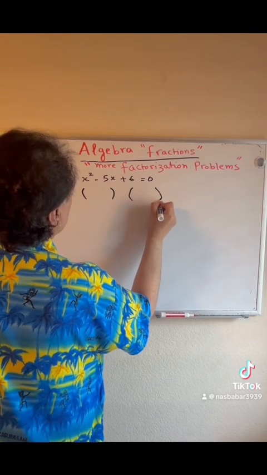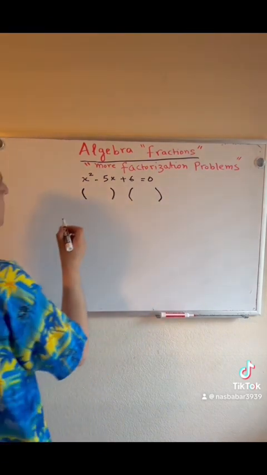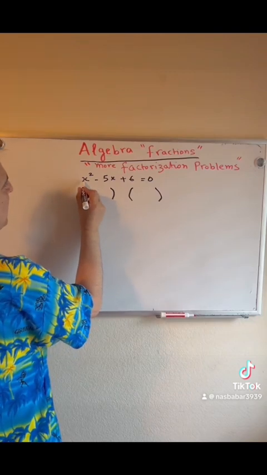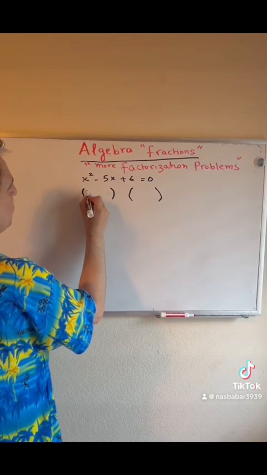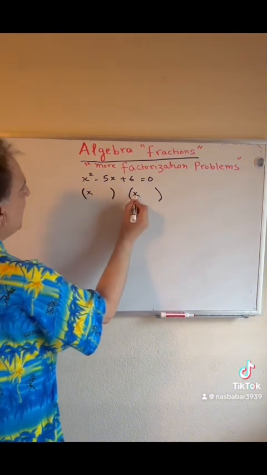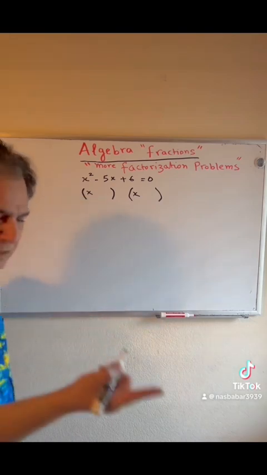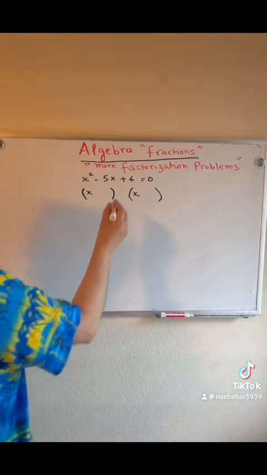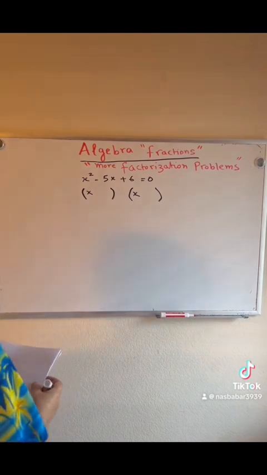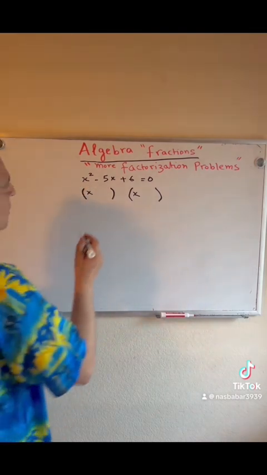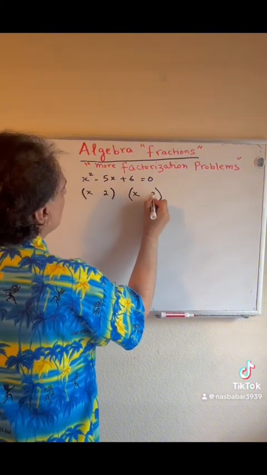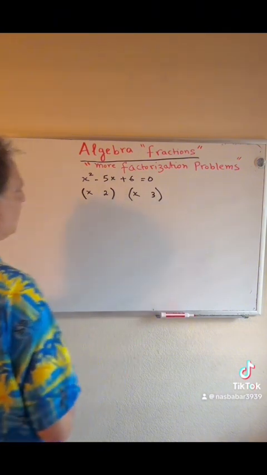And first thing is that I need to find out two variables. When I multiply them, I get x squared. So I put x over here, I put x over here, because x times x is x squared. Now I gotta find out two numbers which we multiply and I get 6. So I choose 2 and I choose 3 because 2 times 3 is 6.